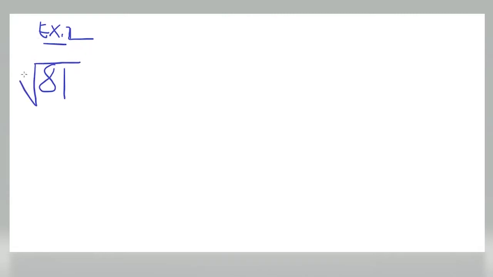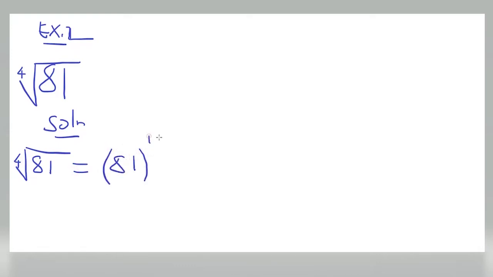81. And here there's 4. Now find the answer. Solution. Okay. Now this one can be written as 4. Now this one can be written as 81, then exponent 1 over 4 according to the rule. Now find the number which when you multiply that times 4.